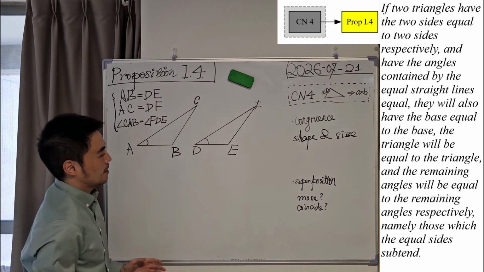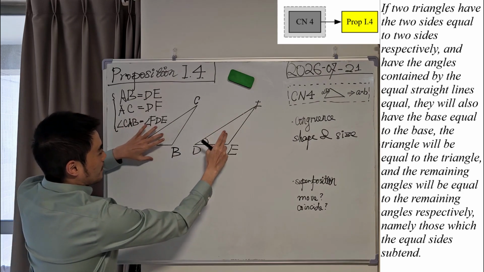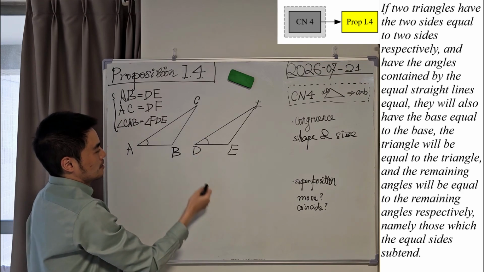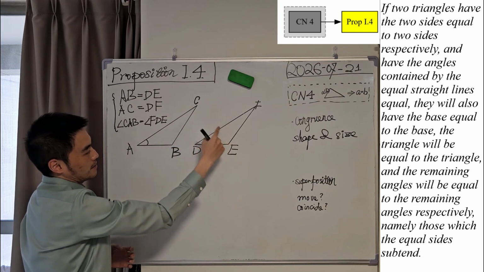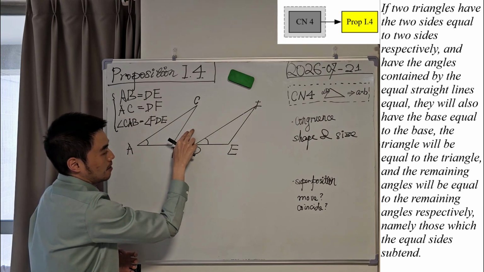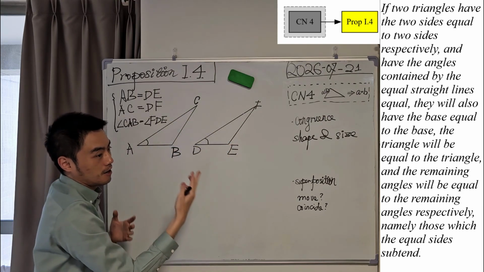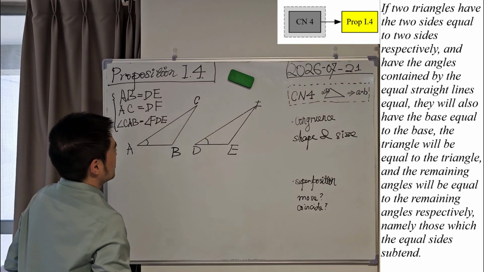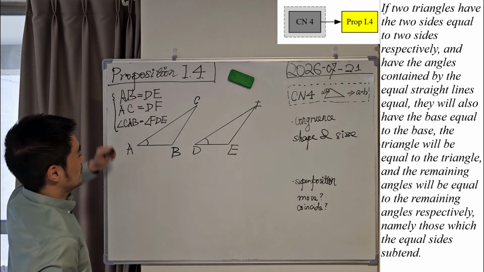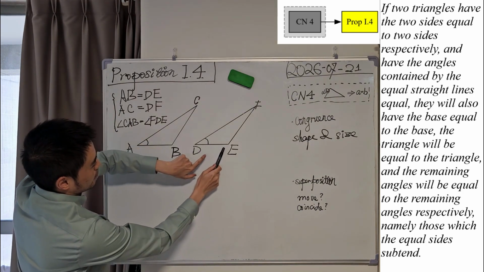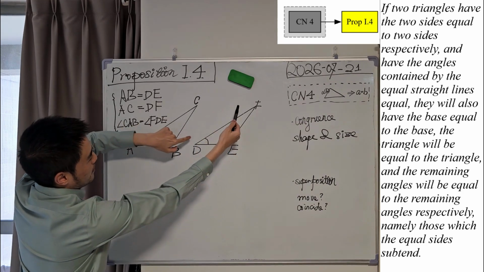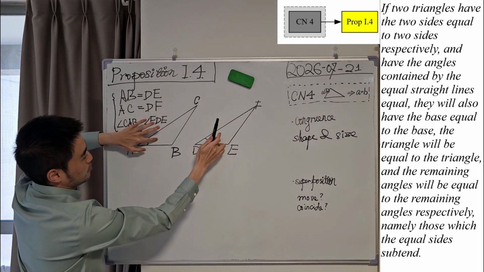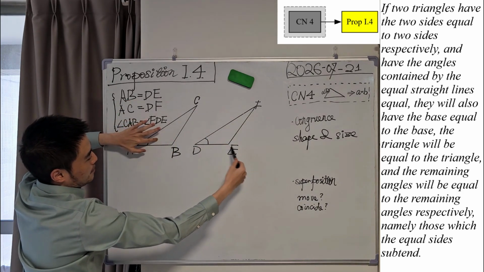This proposition declares that given two triangles with two equal sides, and an equal angle contained by these two sides, then the third sides are equal, the remaining two angles are equal, and the triangles themselves are equal. Okay? So in this example, we are given conditions like AB equals DE and AC equals DF, two sides, and the contained angle here, angle CAB, equals angle FDE.